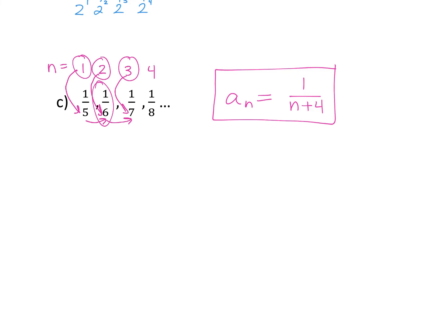Because what's happening is my first term is 1 over 5, right? So it's 4 more than that 1 in the denominator. 2 plus 4 gets you 6. 3 plus 4 gets you 7. So 100 plus 4 would get you 104 as your denominator. So it has to relate to your term number. It has to relate to that 1, 2, 3, 4 that we're using. Does that make sense?